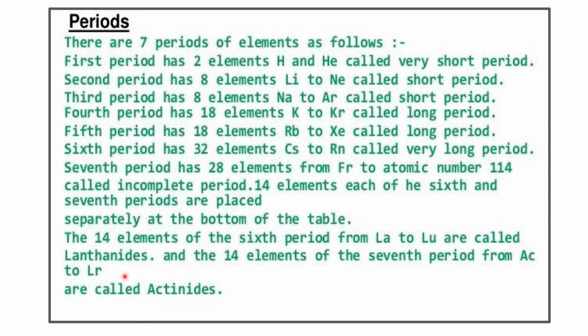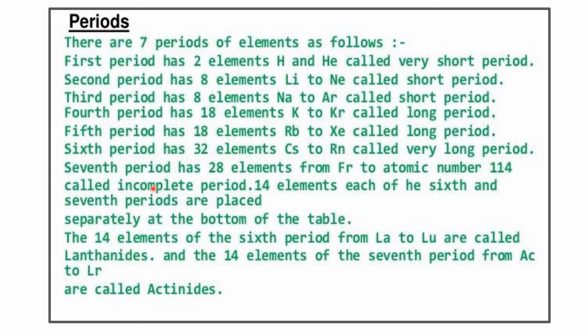In the same way, the 14 elements from the 7th period which were placed at the bottom of the periodic table exhibit properties similar to actinium, and it is known as actinide series. And the 14 elements from 7th period are known as actinoids. The series is known as actinides and the elements are known as actinoids, the same way as lanthanoids. Okay. So here let's revise again.